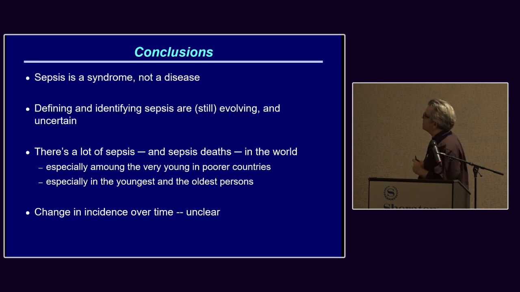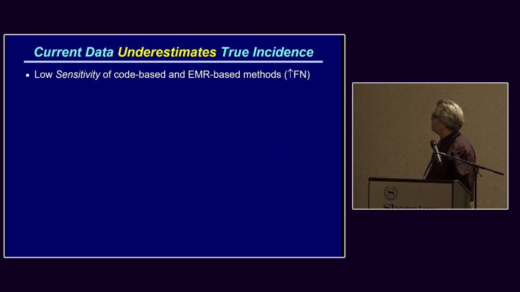Okay, sepsis is a syndrome, not a disease. Defining and identifying it is still evolving, and it's very uncertain. But what everybody agrees about is that sepsis, there's a lot of it. It causes a lot of deaths, especially among the very young and poor countries, and especially amongst the youngest and older people. What's happening to incidence over time? I have no idea.